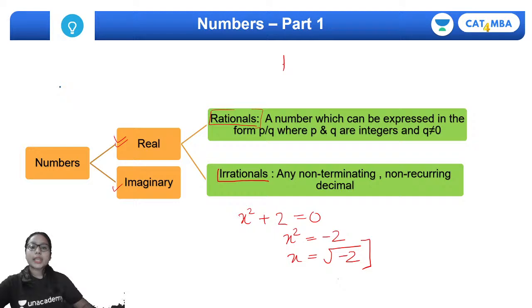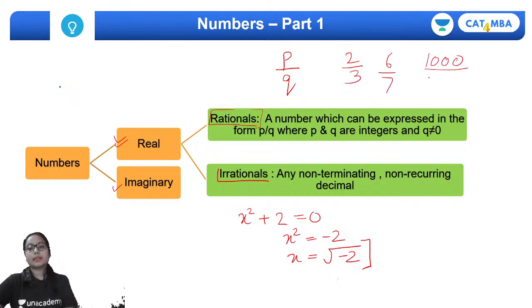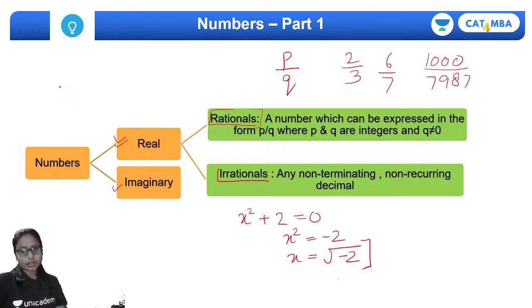So your number can be any number which can be represented in the form of p by q, where p and q both are integers and q is not equal to 0. Why is q not equal to 0? Because if you put q as 0, then division by 0 is not possible. So any number which can be expressed in the form of p by q, with q not equal to 0, is a rational number. For example, 2 by 3, 6 by 7, 1000 by 7987, any number. All these numbers can be expressed in the form of p by q, where q is not equal to 0, so they are rationals. I hope this definition is clear to you.